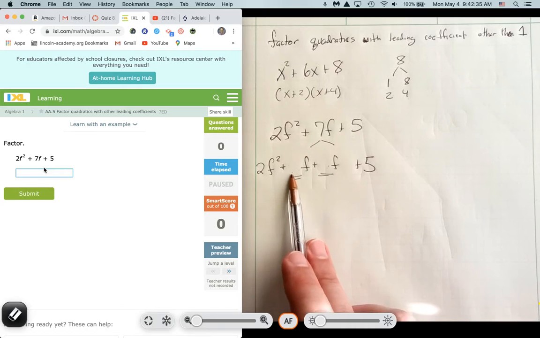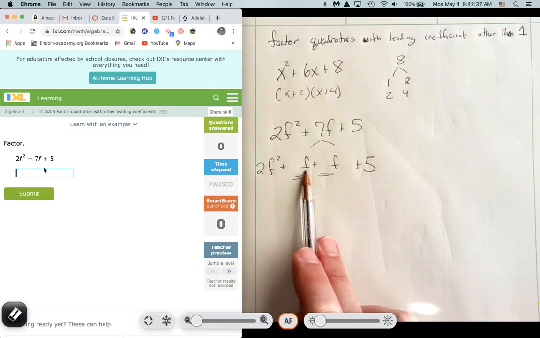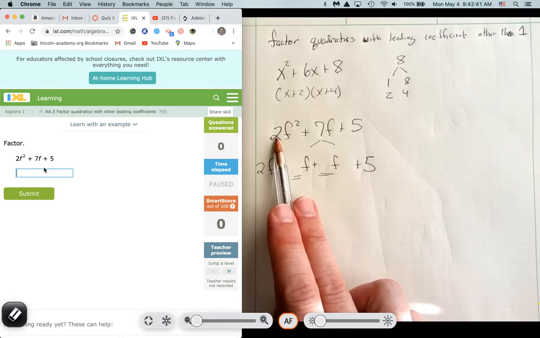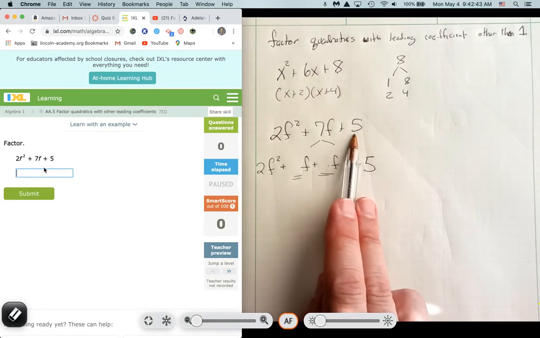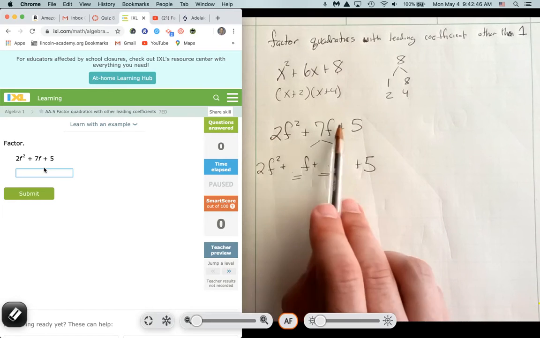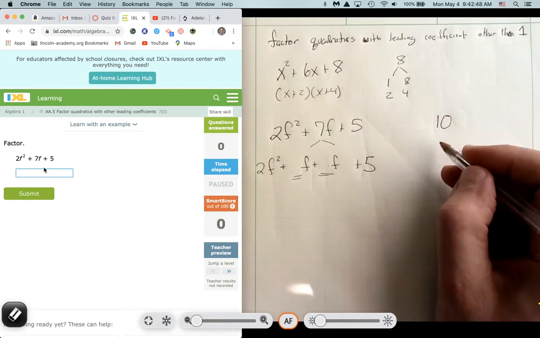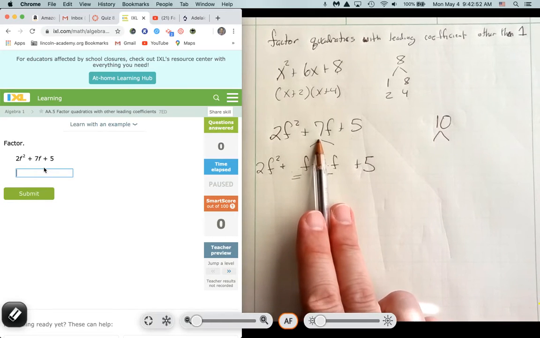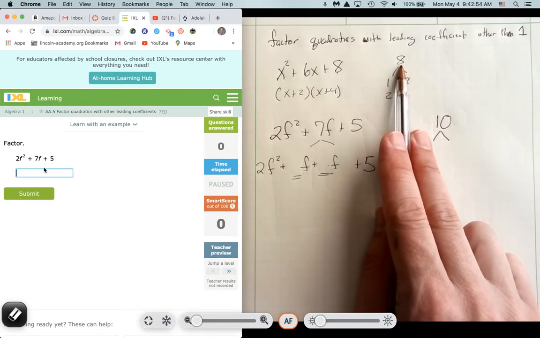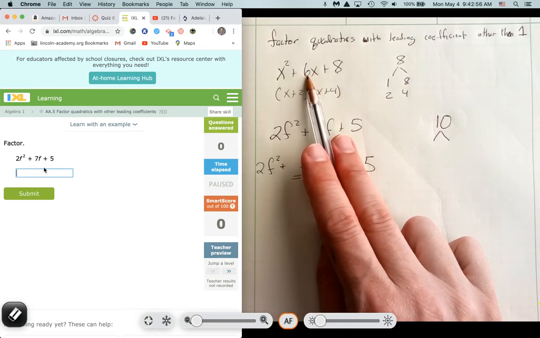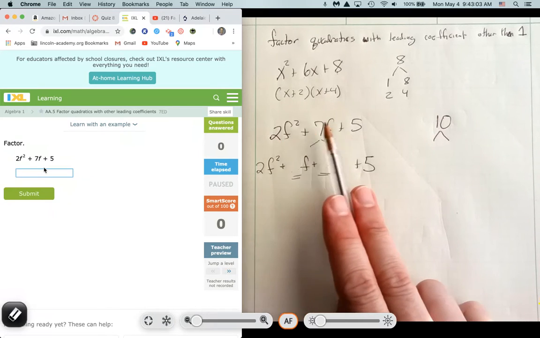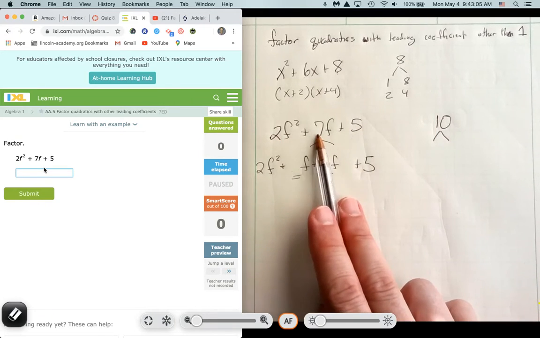But what the two numbers have to multiply to is not this 5. What we're going to do is multiply this leading 2 by the 5. So I go 2 times 5 and get 10. Now I look for factors of 10 that add to give you 7. Similarly, like up here when I was looking for factors of 8 to give you a sum of 6, now I'm looking for factors of 10, which I got by multiplying the 2 and the 5, to get a sum of 7.